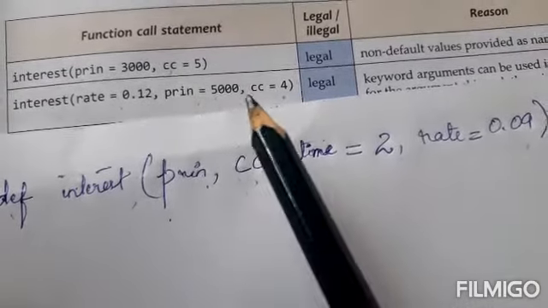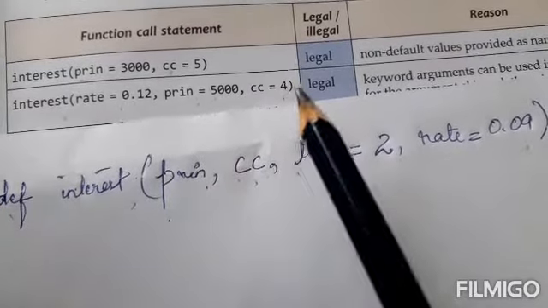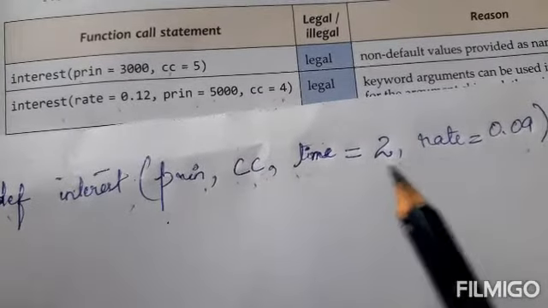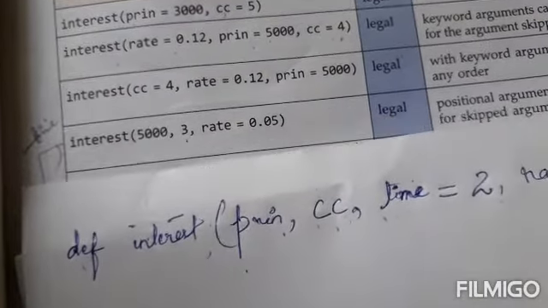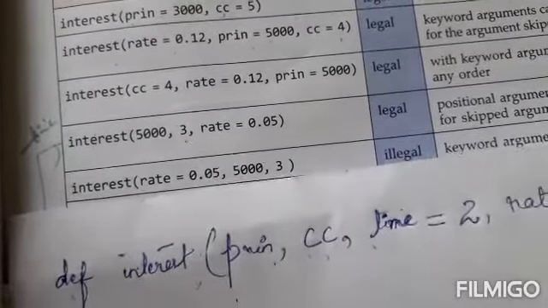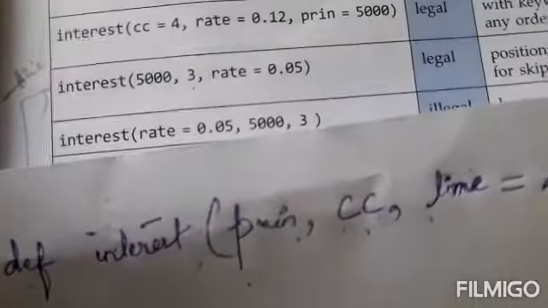Then principal will be assigned here 5000. CC is assigned here. So this time here will be your keyword value. Okay. Next one. Fine. This is legal. We'll go to the next type, which is illegal. Okay, this one. Starting with the first one, interest here.